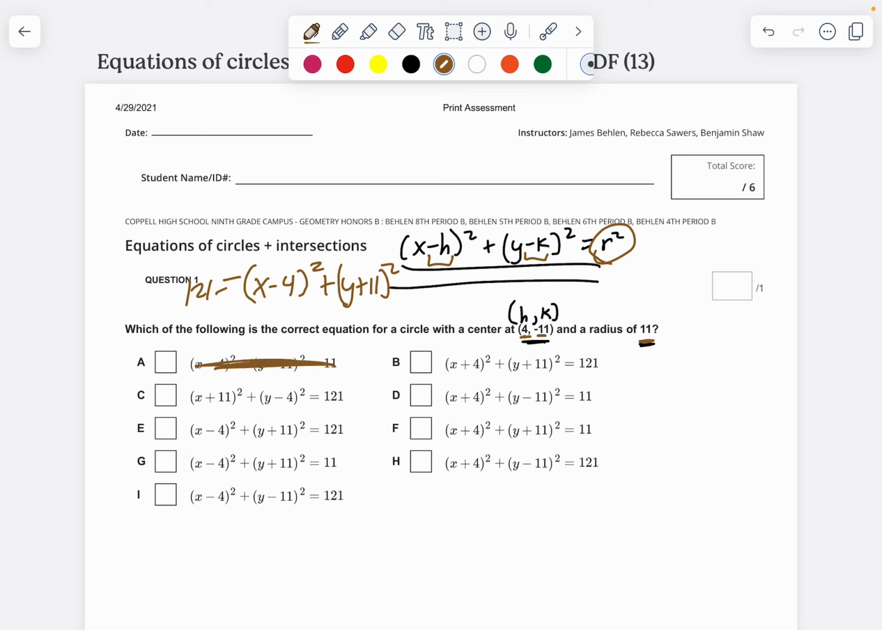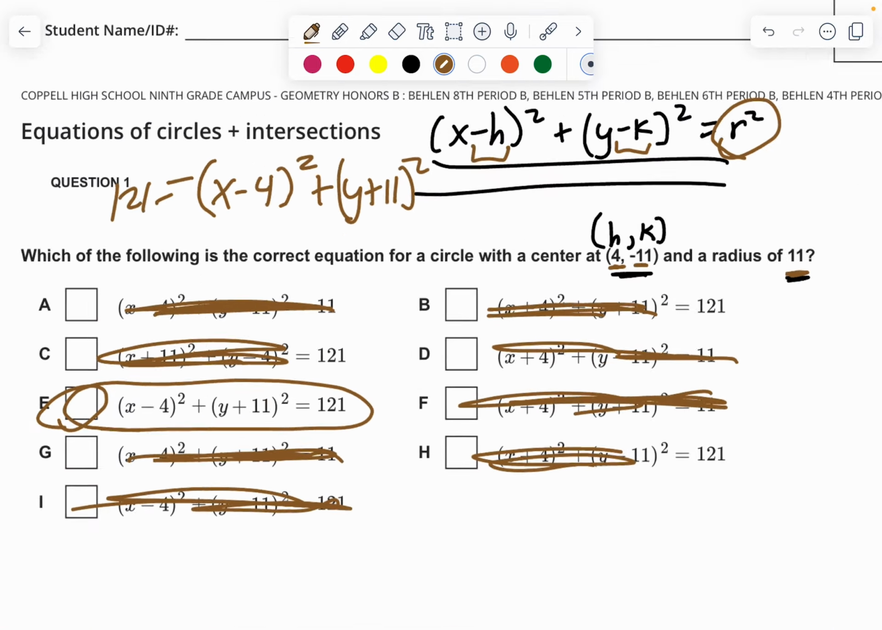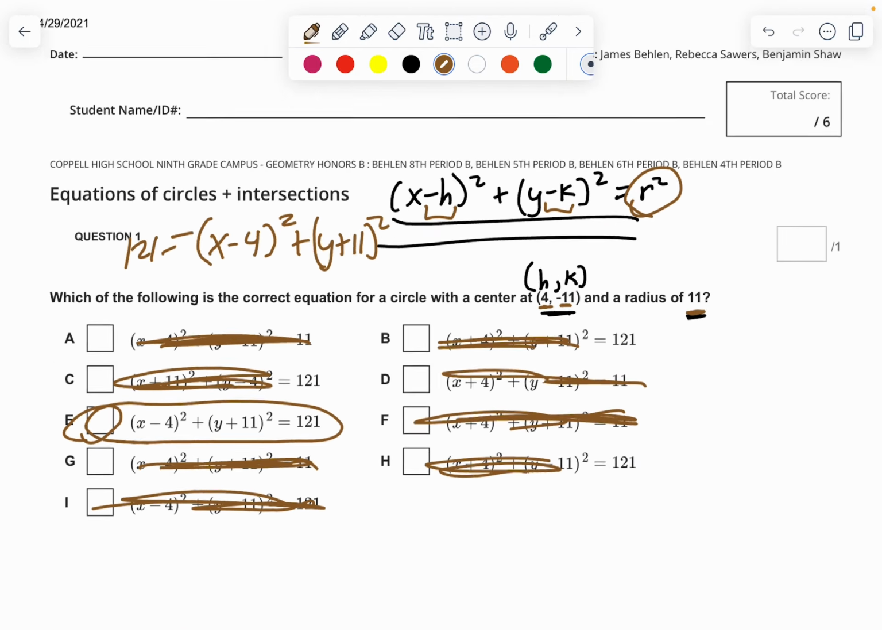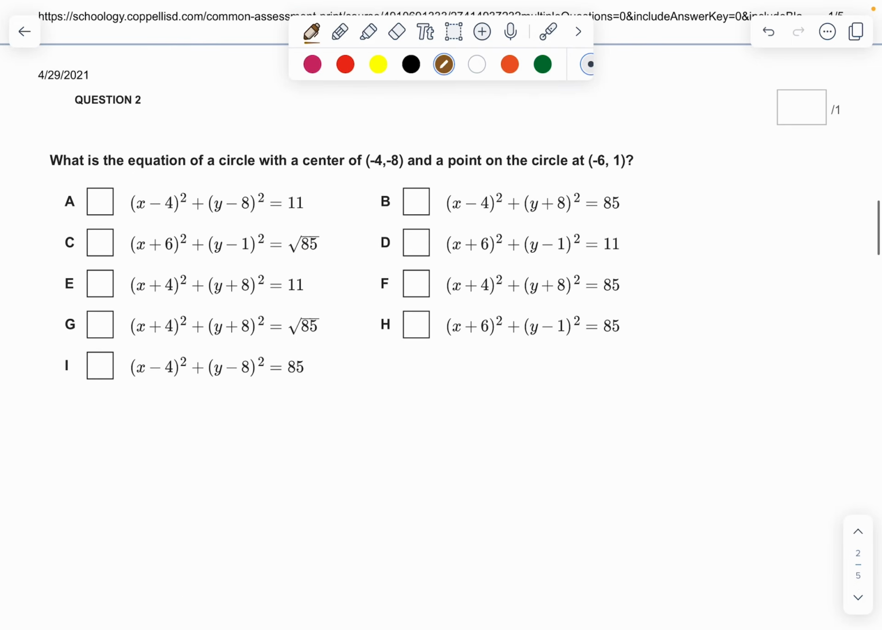Okay, there are so many options. Get rid of all the 11s. I need x minus 4. That's a plus, that's a plus, nope. And then it has to be y plus 11. So it's got to be E: (x minus 4) squared plus (y plus 11) squared equals 121. E.